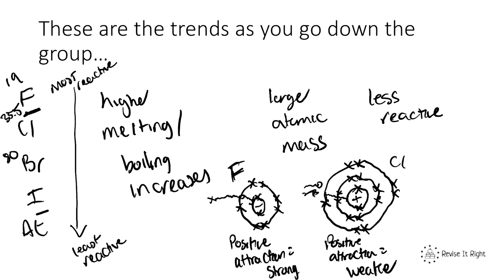So we need to remember, as you go down the group, the melting and boiling point increases. As you go down the group, the atomic mass increases. And as you go down the group, they get less reactive.